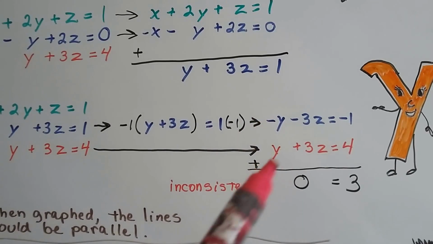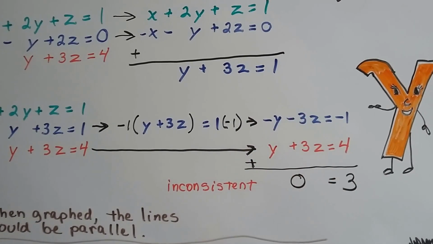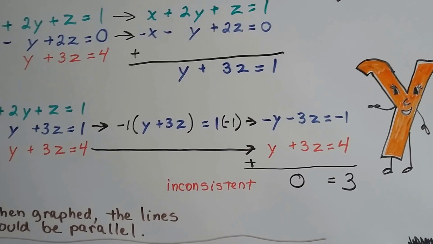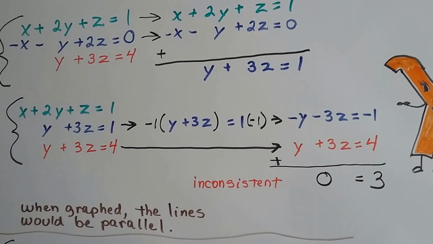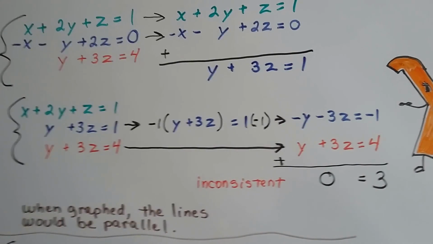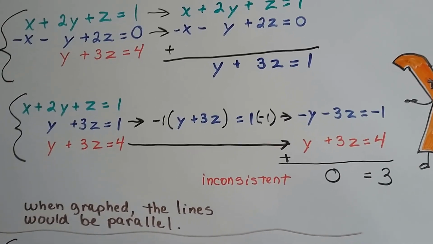We create a zero pair here, but uh-oh, it created a zero pair here also. Now we've got 0 equals 3. Again, we have an inconsistent solution. So when it's graphed, these lines are going to be parallel also, aren't they?